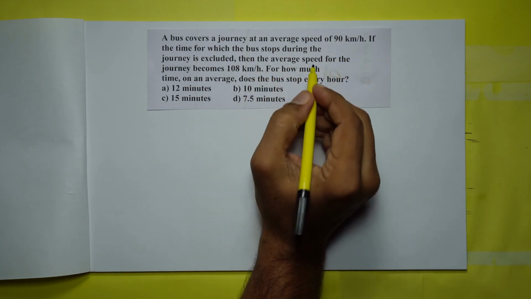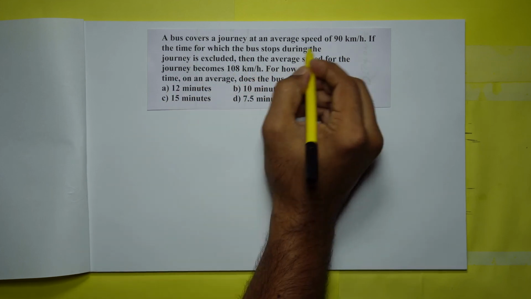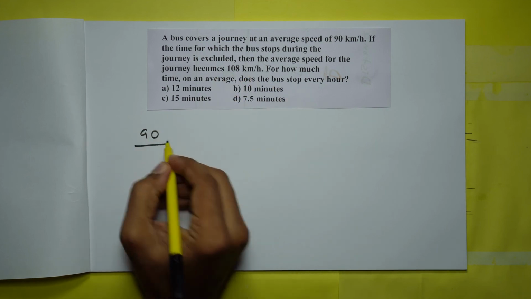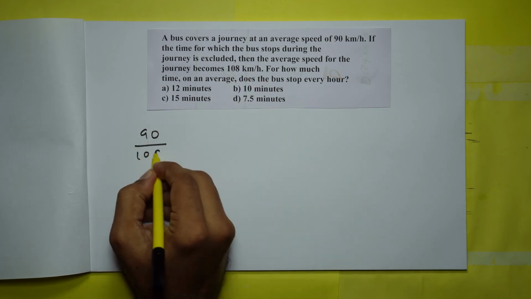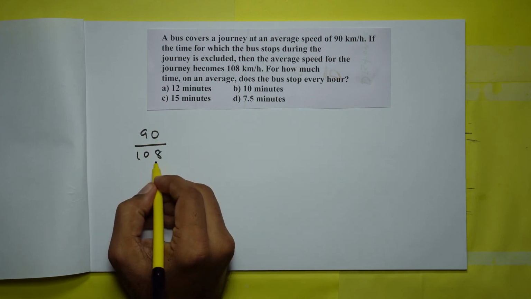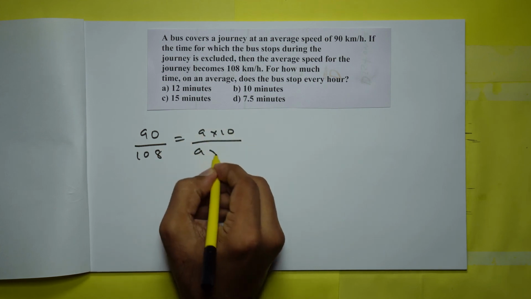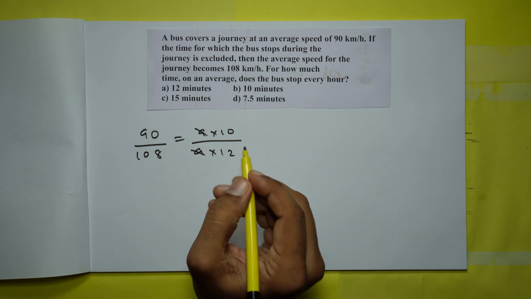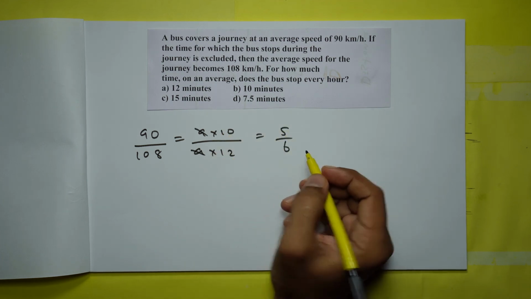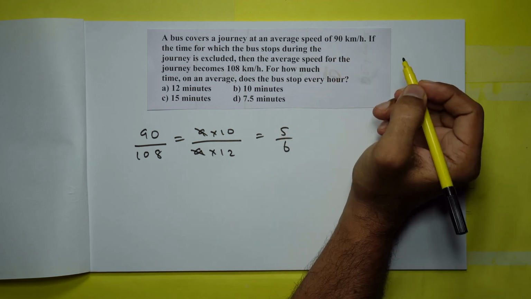So first we'll find out the time required for the bus to do 90 kilometers. So every hour it does only 90 kilometers. We'll find out the time required for that. Speed of the bus is 108 kilometers per hour. So distance by speed gives you time. 90 is 9 into 10. This is 9 into 12. 9 and 9 cancels out. That is 10 by 12. That is same as 5 by 6 of an hour. So this is the time required for the bus to actually do 90 kilometers.